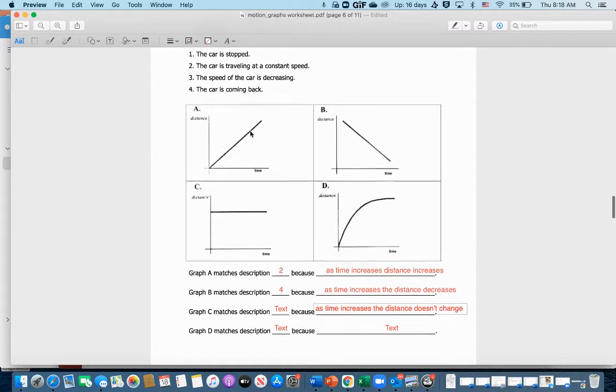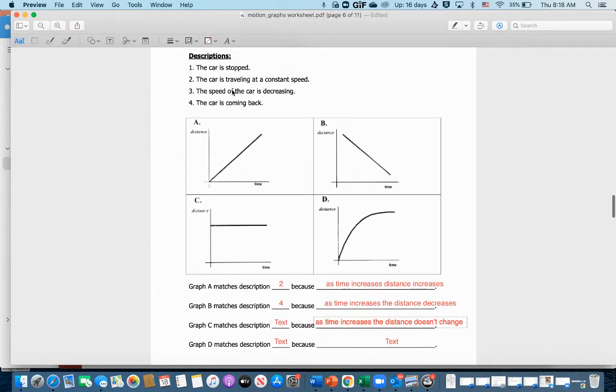So what does that describe of these right here? Well, that's going to be the car is stopped. That's going to be description 1 here. And then I'm going to just describe this last one. This one's a little hard to see.